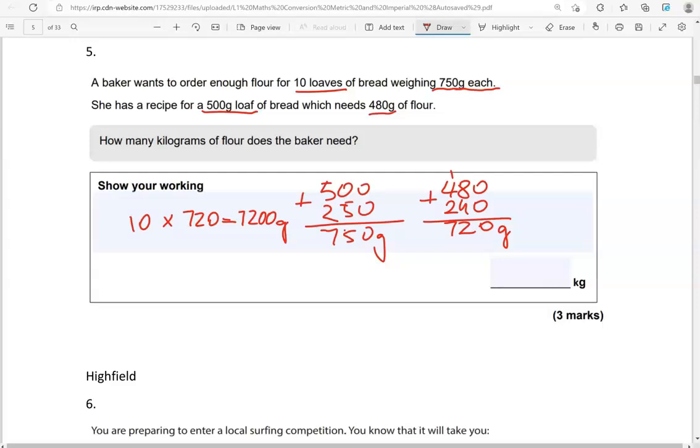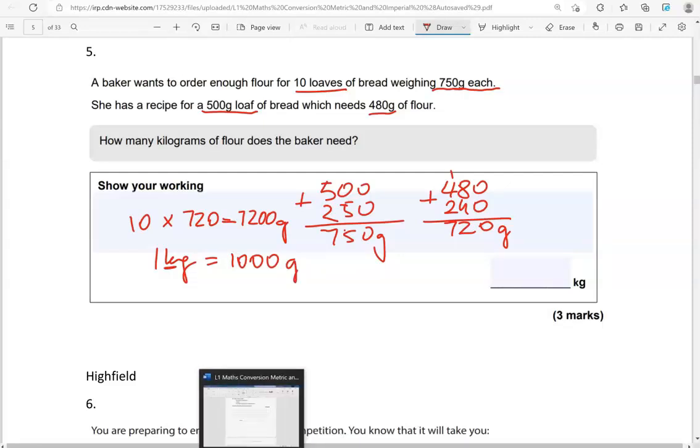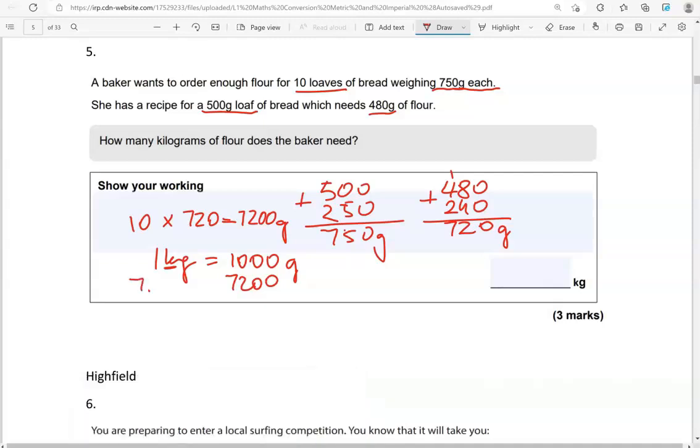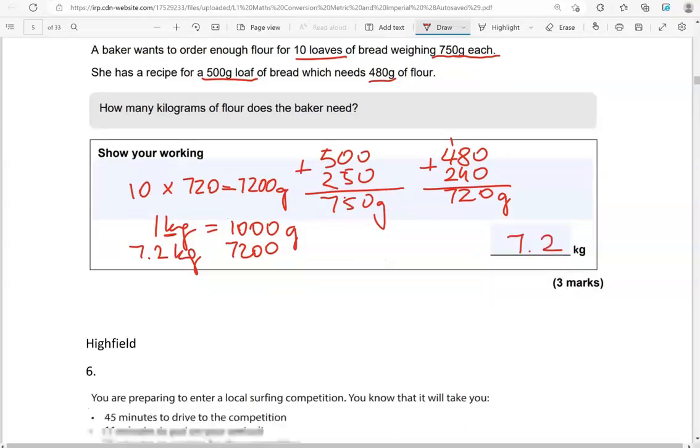Now we've got to give our answer in kilograms. So we know that in 1 kilogram there are 1,000 grams. Again, the clue is there in the word. K means 1,000. So 7,200, that will be over 7 kilograms. Precisely 7.2 kilograms. So it's like dividing 7,200 by 1,000. 7.2 kilograms.